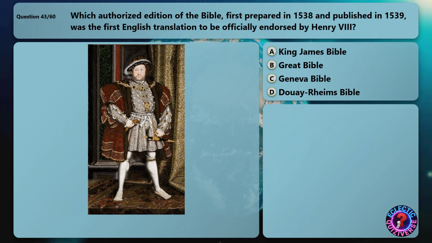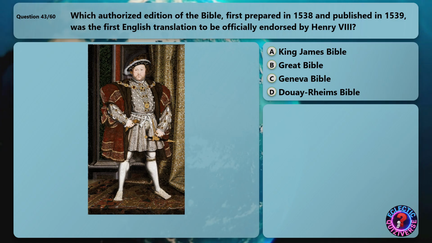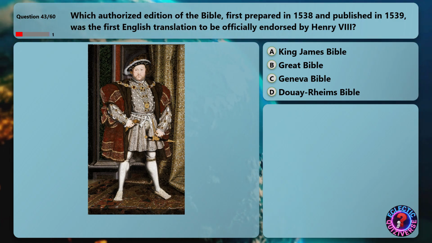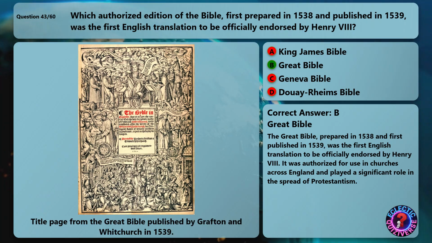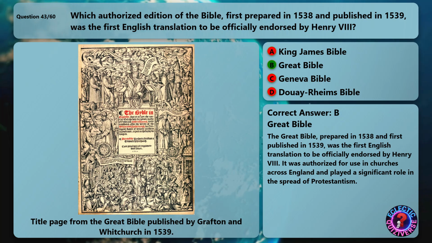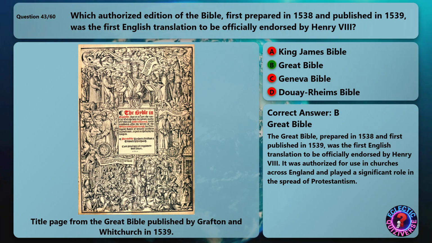Which authorized edition of the Bible, first prepared in 1538 and published in 1539, was the first English translation to be officially endorsed by Henry VIII? The correct answer is Great Bible. The Great Bible, prepared in 1538 and first published in 1539, was the first English translation to be officially endorsed by Henry VIII. It was authorized for use in churches across England and played a significant role in the spread of Protestantism.